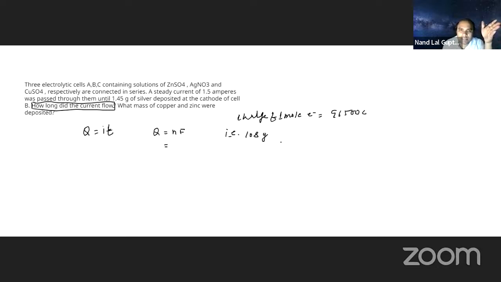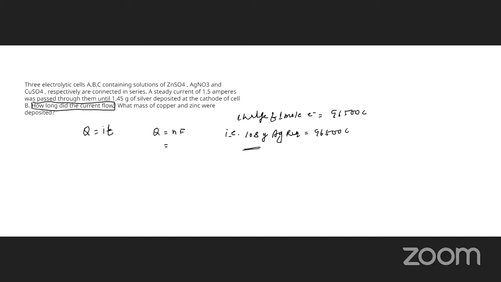How much Ag is required? That is 96,500 coulomb for 1 mole only. If you write the equation, Ag plus 1 electron gives Ag. Yes or no? Yes. So 1 mole of Ag, that is 108 grams, requires 96,500 coulomb.